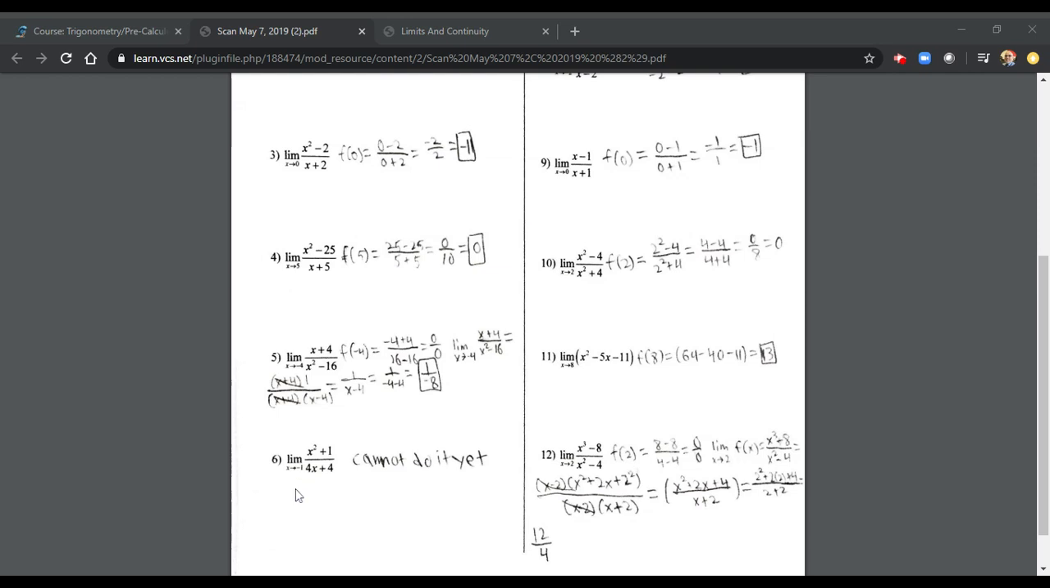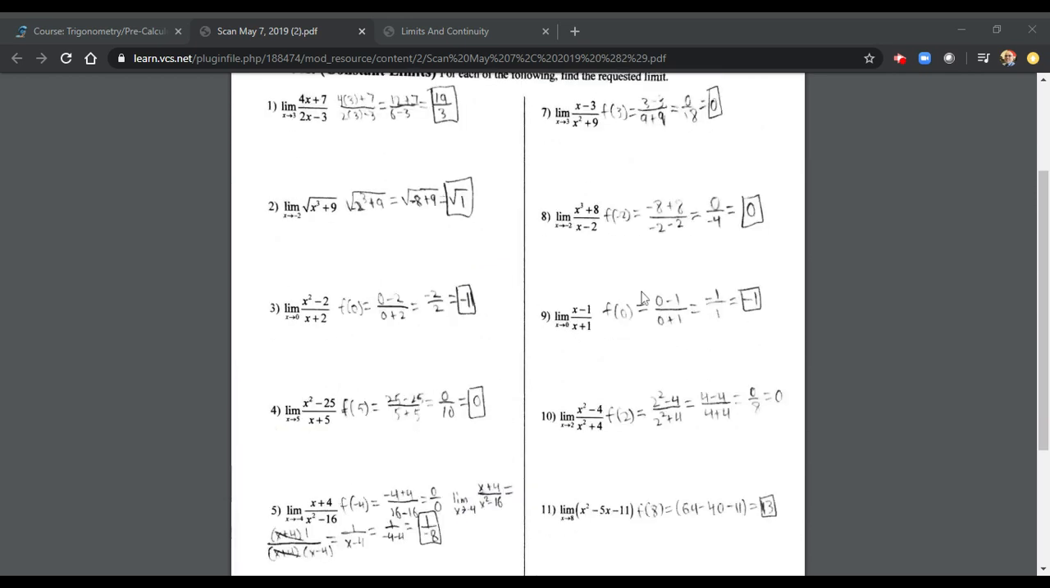All right, as x approaches -1, here I've got -1 squared is 1 plus 1 over -4 plus 4, zeros. I've got 2 over 0. Well, we'll learn about how to do that next class.